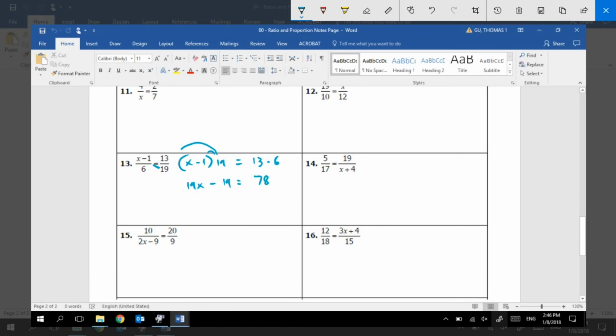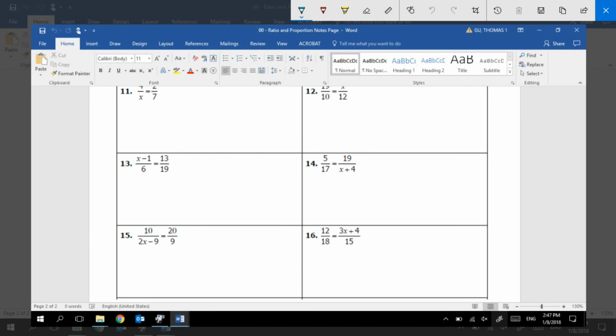All right, next we're going to add 19 to both sides. 19x equals 78 plus 19. That's going to be 97. And then we're going to divide both sides by 19. And that's going to give you my answer, which is going to actually just stay a fraction. So x is 97 over 19. There it is. Last up for these ones, number 15.